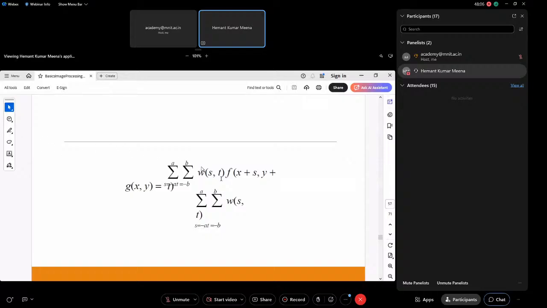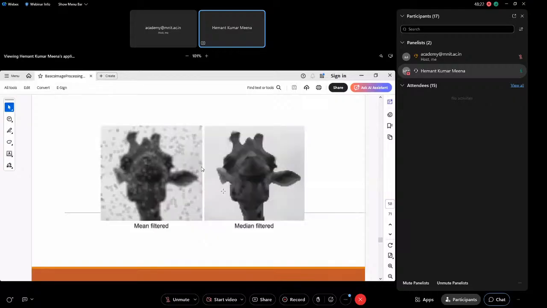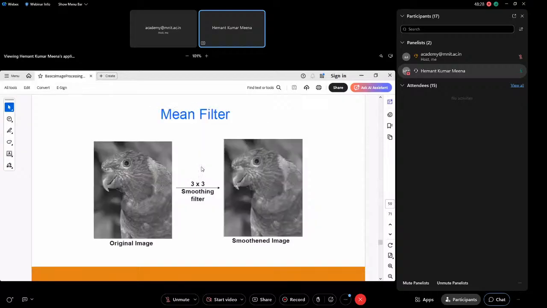So again, what you are seeing here is the filter. This W basically represents the filter, and it shows how it is working upon the image. This is the mean filtered, and this is the median filtered. Here the mean filter is applied.